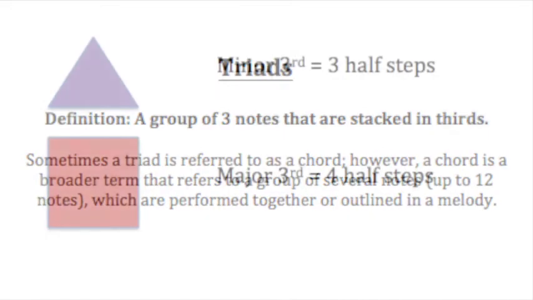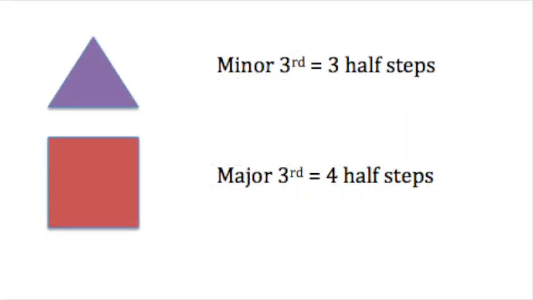To create a triad, you will need to stack thirds. As a review, a minor third is 3 half steps and a major third is 4 half steps. Thirds must be written on consecutive lines or spaces. So if you start with a note that's on a line, you need to go to the next line above. Same thing with spaces, you go to the next space above.